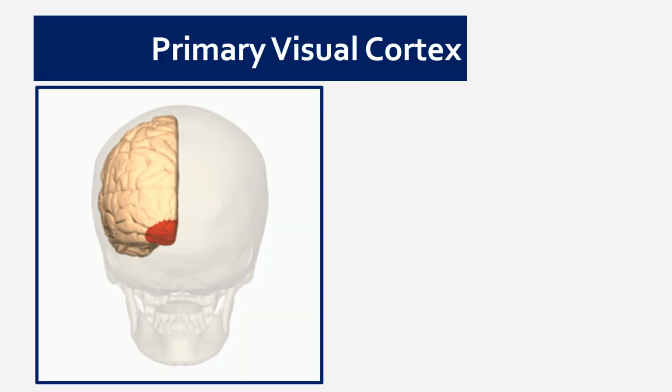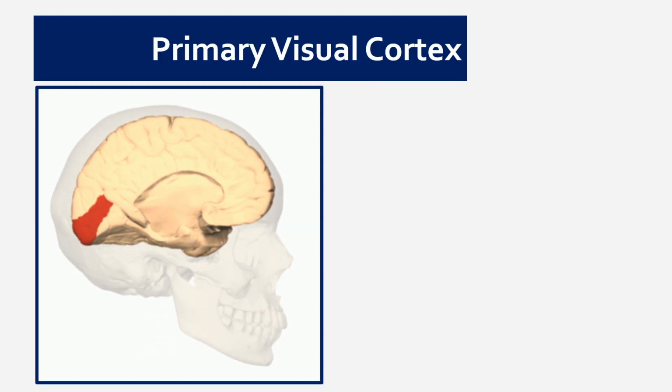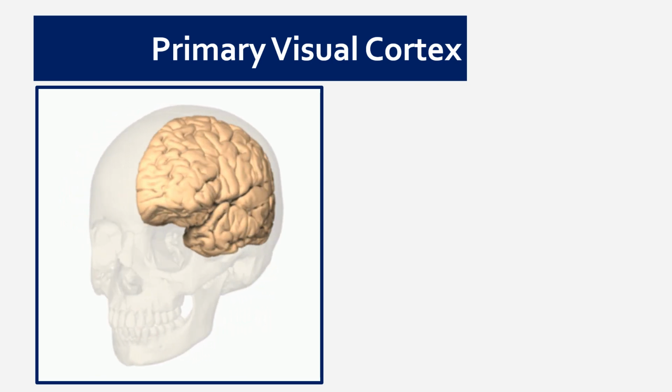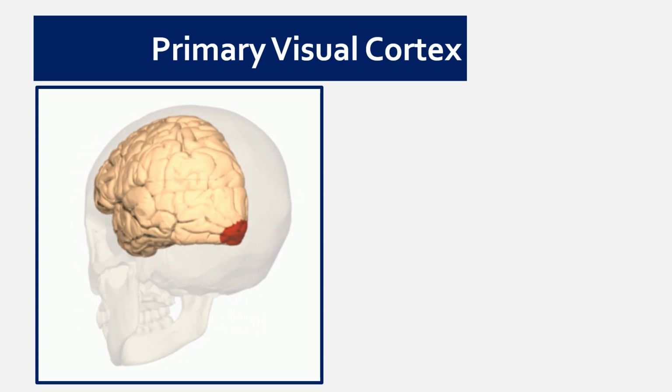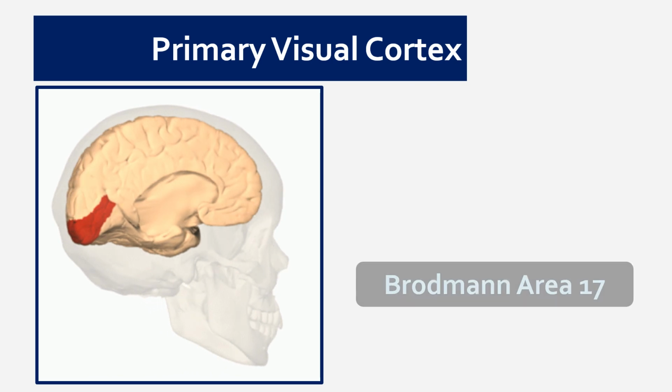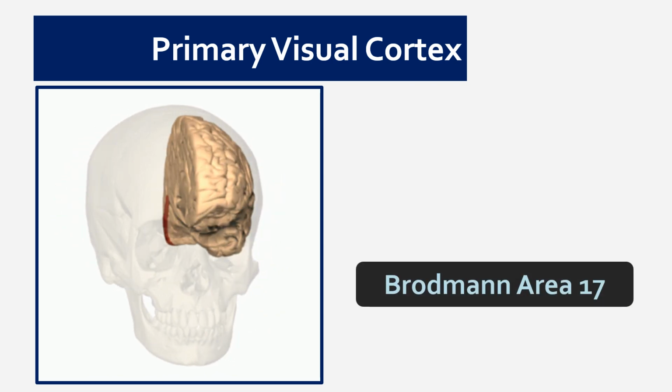Show you a couple of other examples. The primary visual cortex, I'll just let this play through for a second. This is part of the occipital cortex, and it corresponds to Brodmann area 17.